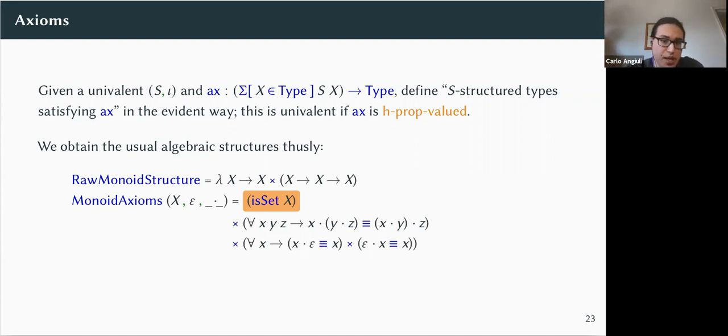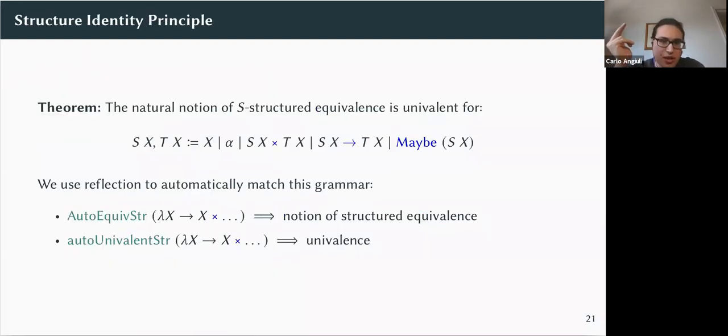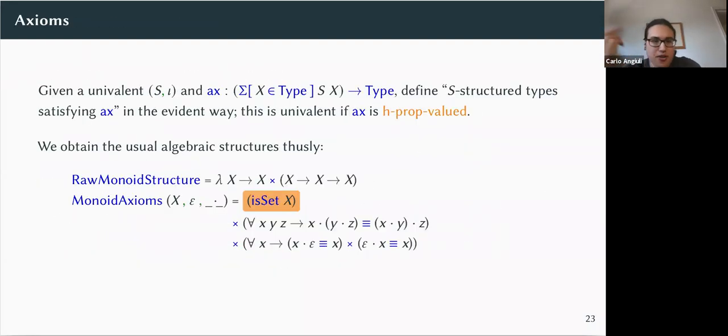an H-set. So if you are an expert in the SIP and you were getting kind of itchy that I didn't say anything about H-level yet, this is where it comes in. The theorem over here has nothing to do with H-level, but over here, if you want to add axioms, basically whenever you add axioms, the first axiom you have to add is that the carrier is an H-set. Okay.